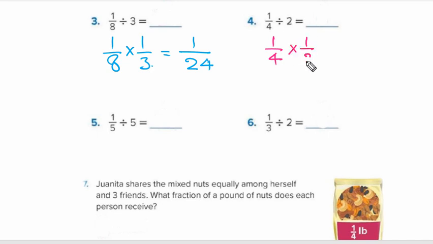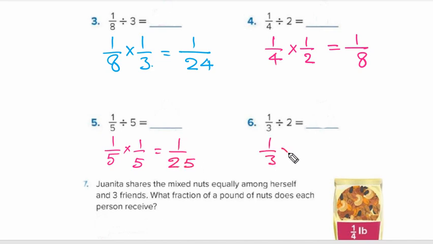Next, 1 over 4 divided by 2. Change it to multiply. 2 opposite, reciprocal. 1 times 1 is 1, 4 times 2 is 8. Now try question number 5 and 6 by yourself in your notebook. Question number 5 is 1 over 5 times 1 over 5. This will be 1 over 25. 1 over 3 times 1 over 2 will be 1 over 6. Check your answers if you did it right.